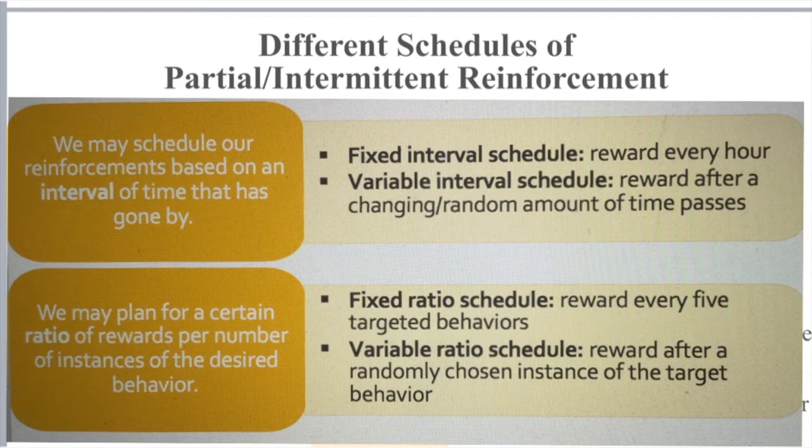A fixed ratio schedule would be that maybe you're paid every 40 hours of work that you complete. It doesn't matter how long those 40 hours take you, how many days. Maybe you work overtime and you do 40 hours of work in 4 days, then you get paid for those 40 hours. And every time you do 40 hours, you're getting paid. So this isn't based on time. This is based on how often you're doing the behavior.